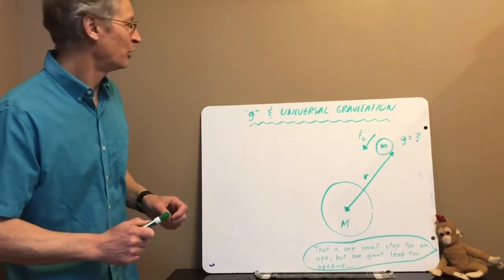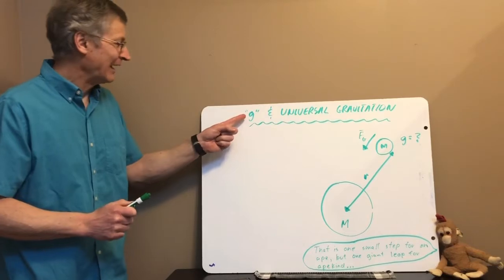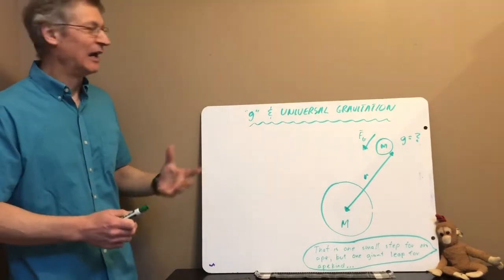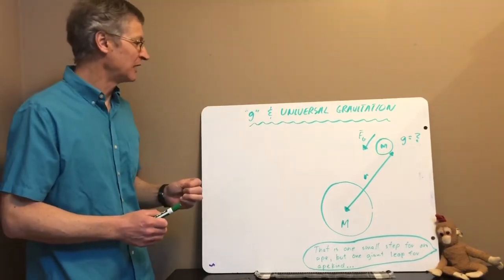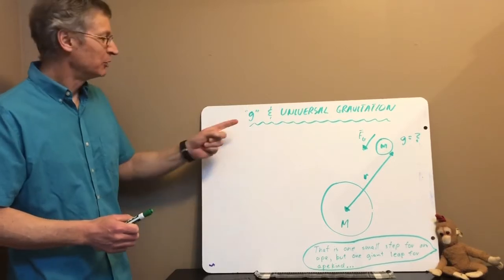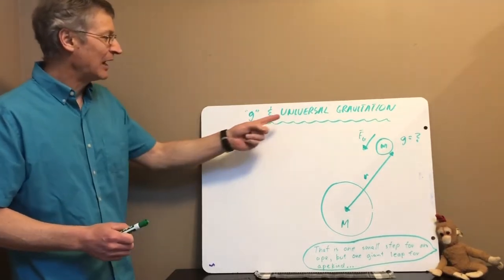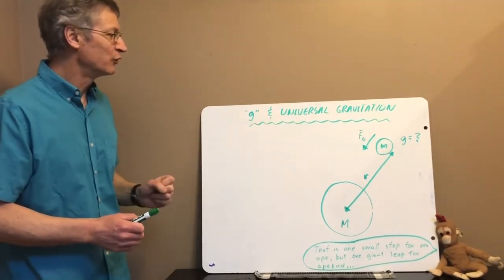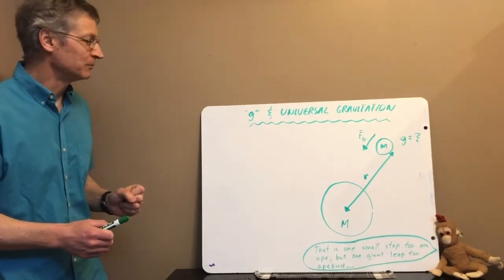Today's episode is brought to you by a small g, and as you can tell, what we're going to take a look at today is the relationship between gravitational field and Newton's law of universal gravitation.